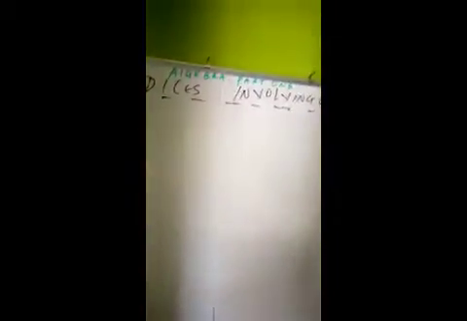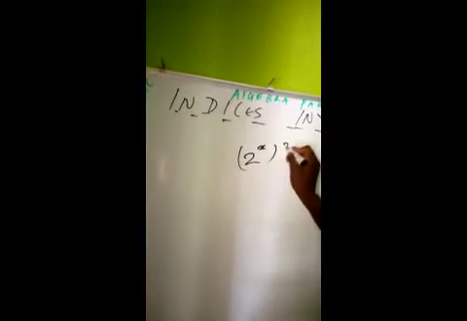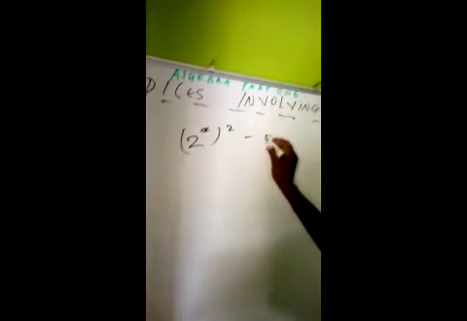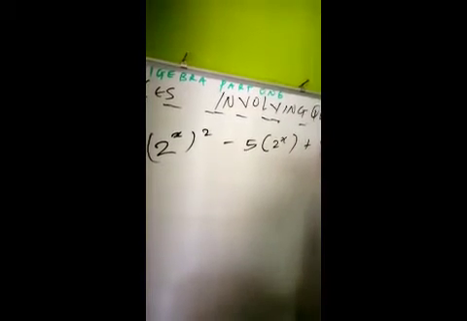Then from this point now, when you have 2 raised to power 2s minus 5 into 2 raised to power s, plus 4 equal to 0. So this one now is good to go.